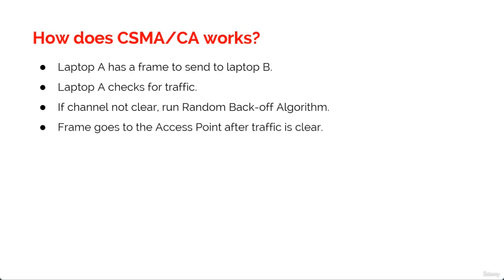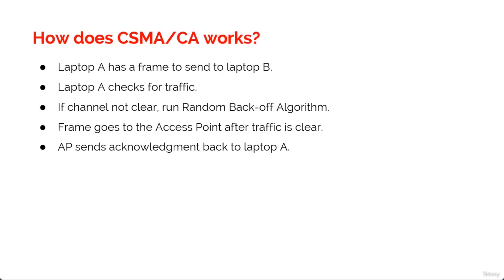Now, let us have a look at the process of CSMA/CA. Consider two PCs, laptop A and laptop B, and laptop A has to wirelessly send a frame to laptop B. So before sending, laptop A must check for traffic in two ways. First, it performs a carrier sense, which means it listens to see whether any radio waves are being received on its transmitter. Next, if the channel is not clear and traffic is being transmitted, laptop A will decrement an internal countdown mechanism called the random backoff algorithm, which we have just discussed.